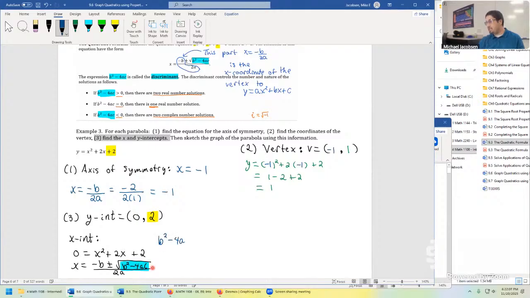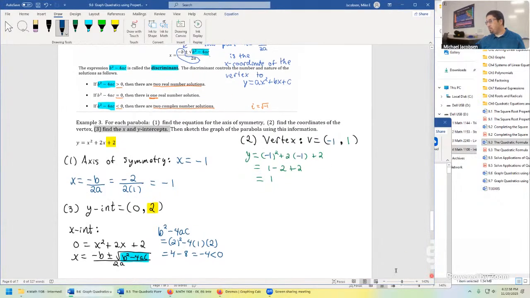So b squared minus 4ac in this problem is going to be, b is a 2, so it's 2 squared, minus 4 times a is a 1 from over here, and c is a 2 from over here. But that means this is 4 minus 8, giving us a -4, which is less than 0. This is a different sort of situation now out of nowhere. The moment we got negative in our discriminant, that means there's negative on the root. And that means from over here, there's 2 complex number solutions.